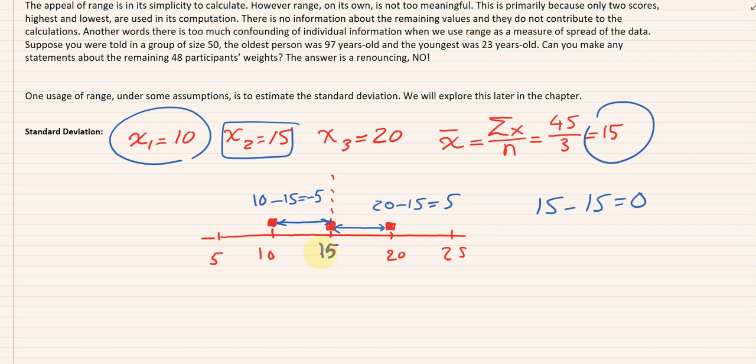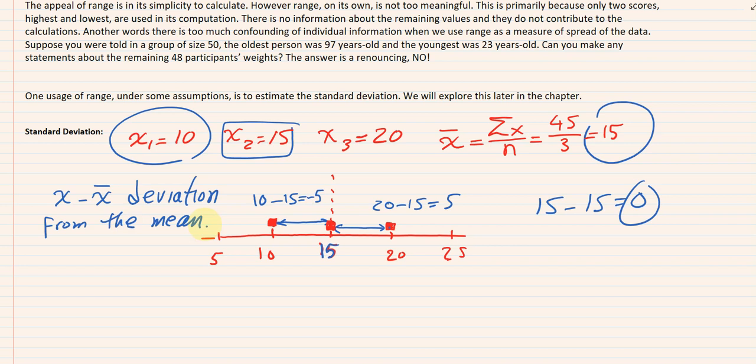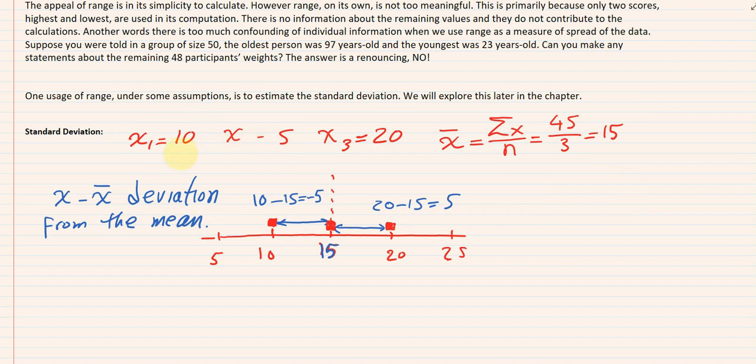So what we've done in effect right now is find these 3 deviations: a negative 5, a 0, and a 5. We're going to call this x minus x bar a deviation from the mean. Okay, that's what we're going to call it. Now, let's say I have 3 deviations from the mean. Just like I have 3 different numbers, I have 3 individual deviations from the mean, a -5, a 5, and a 0.